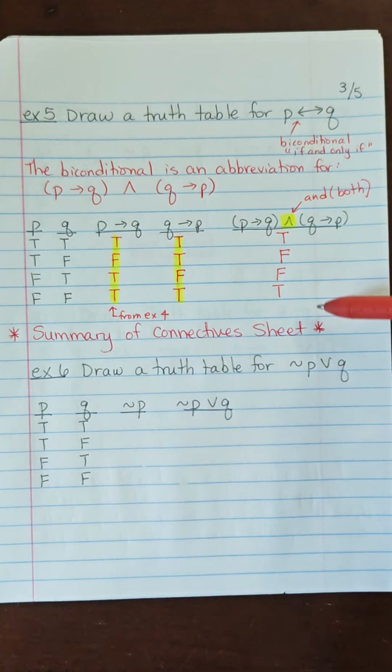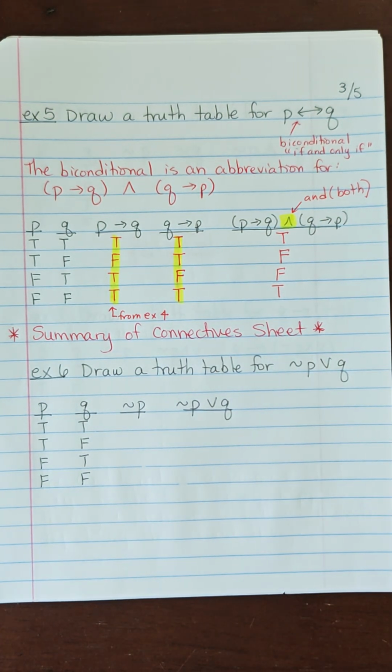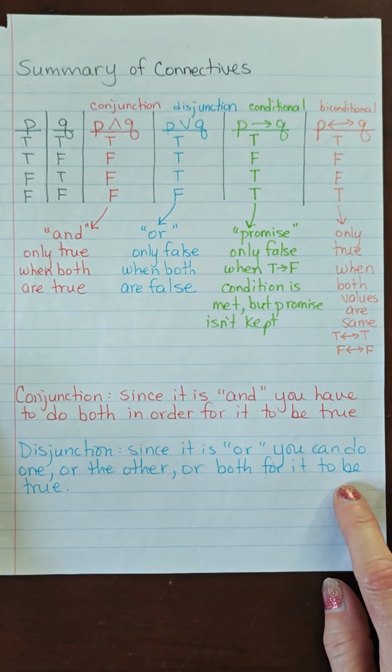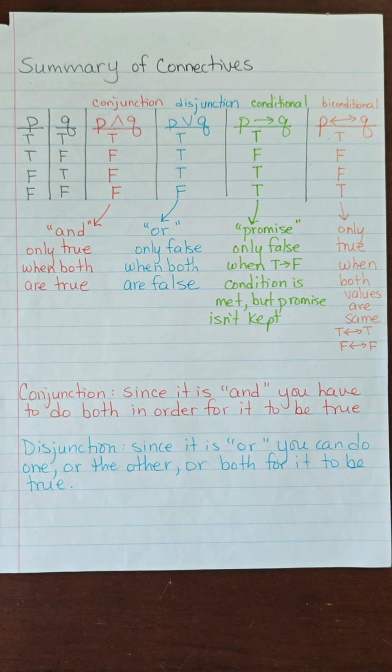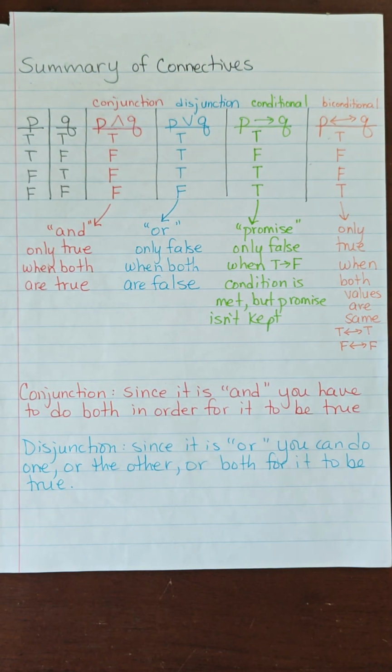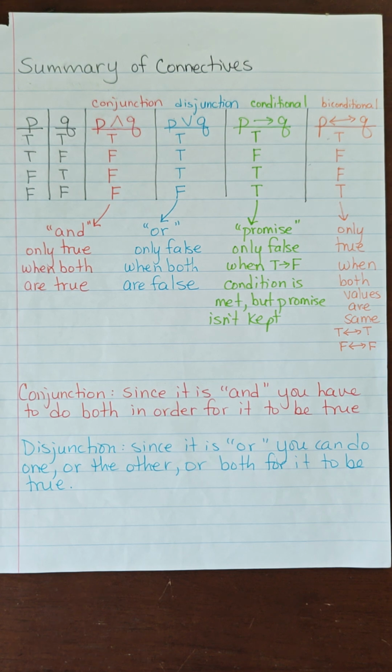Okay, so this last column right here is my biconditional column. What I want to show you is this summary of connectives sheet that you might have seen linked in D2L. What I did was write up all four of your connectives. Let me just show you that. So this is what is in D2L. I wrote up all four of the connectives and what their truth tables look like, and kind of explained some shortcuts. That way you can use this as a quick reference sheet when you're building these bigger truth tables.